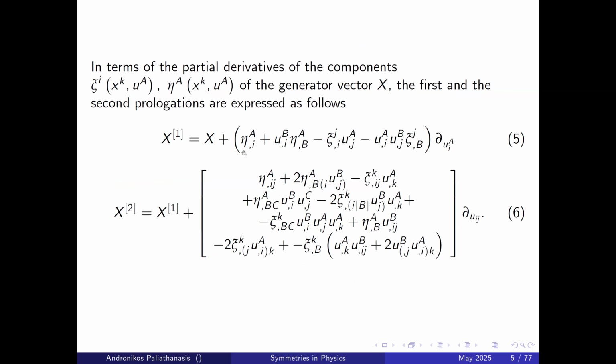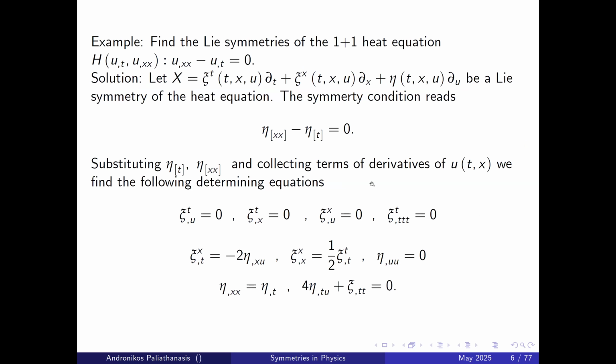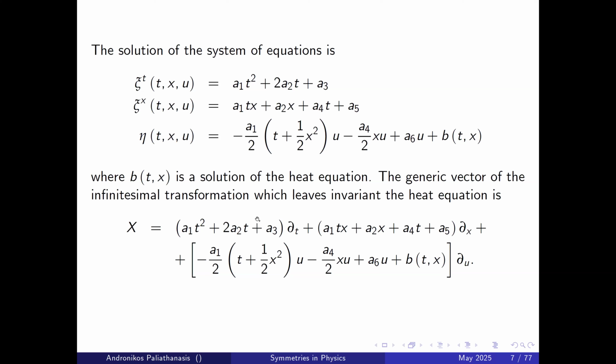It's important to mention, which I didn't mention before, that I am assuming the Einstein summation convention. So when I have two indices with the same form, up and down, I assume that I sum over these indices. Substituting eta^t and eta^xx and collecting terms of derivatives of u, we find the following determining equations. The solution of this system will provide us with the symmetries of the heat equation. We solve the system and we find the general solution to be of this form.